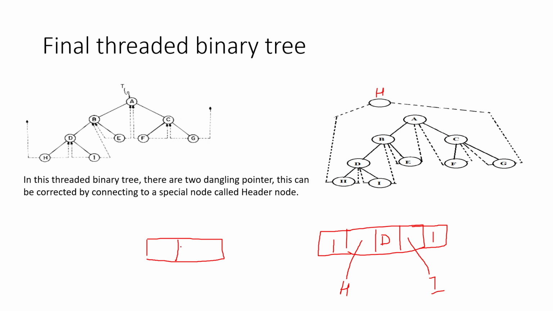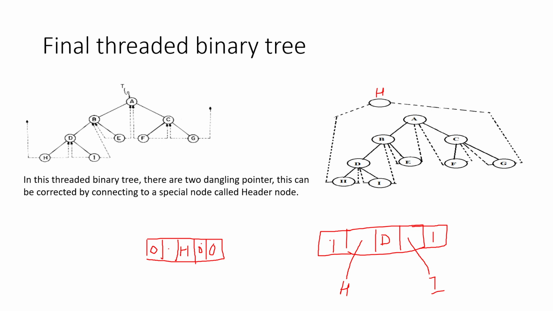The data node is H. H has two links, right link and left link, but here it is a thread. Here you have to put the value 0. Right is pointed to D. Here the address of D is stored. Then here the address of the header node is stored. To indicate that it is a threaded link, put value 0. So this will solve the dangling pointer problem.